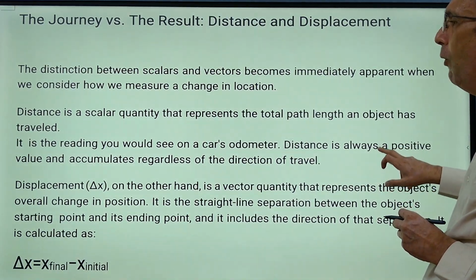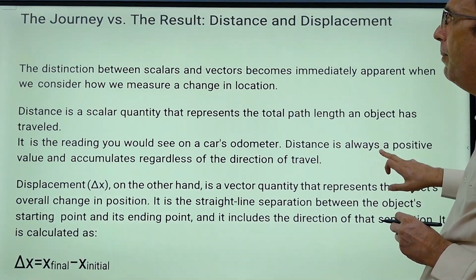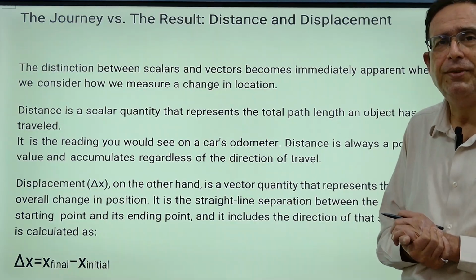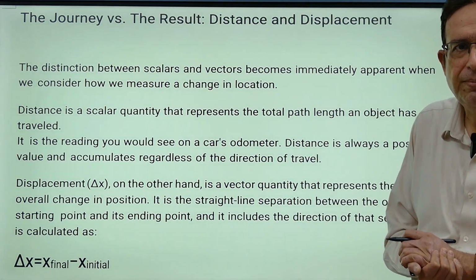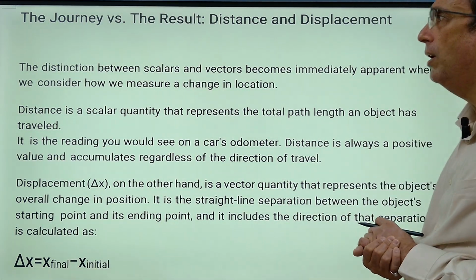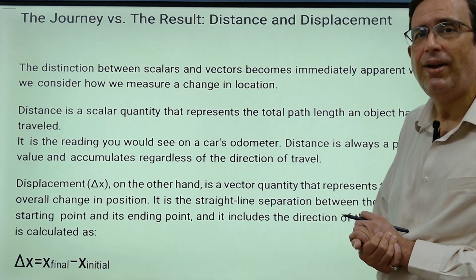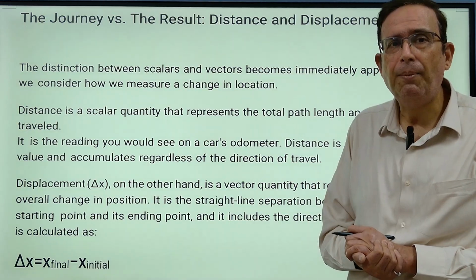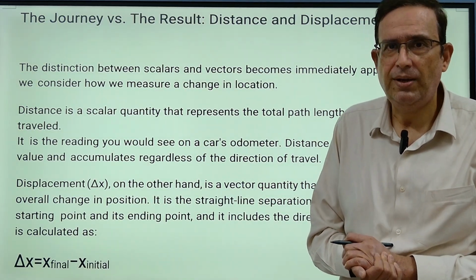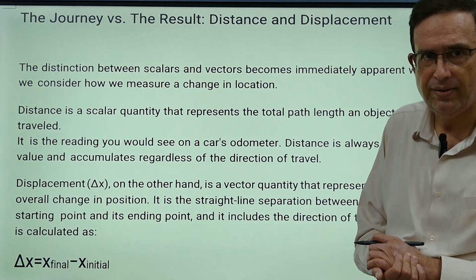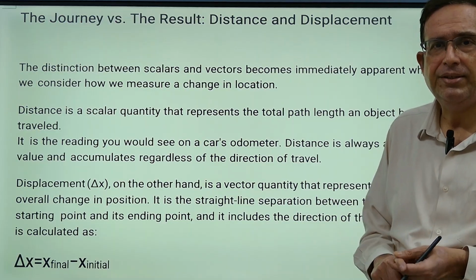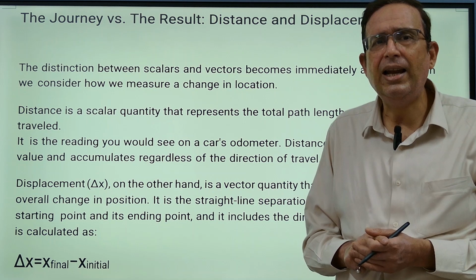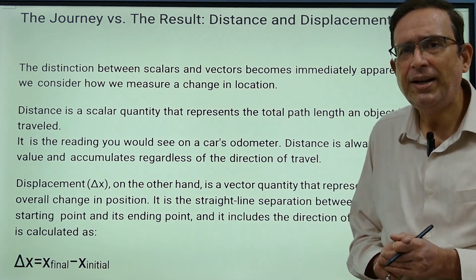So now a very important thing that we talk about is the journey and the result. That is the distance and the displacement. There is a difference between the distance and the displacement. The distinction between scalars and vectors becomes immediately apparent when we are measuring up the position, whether it is displacement or distance. So these two are different quantities. Distance is different from displacement. Basically distance is just a scalar quantity and displacement is a vector quantity.